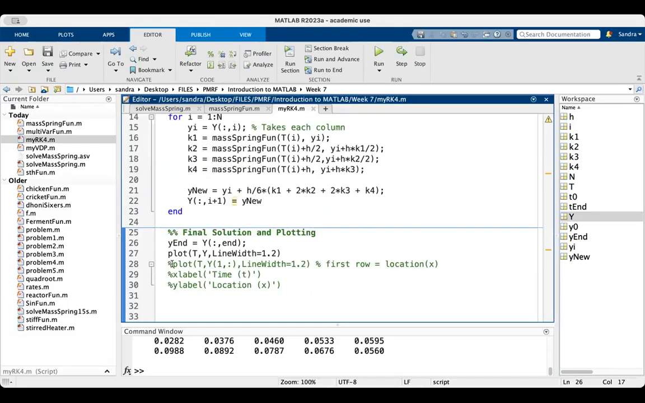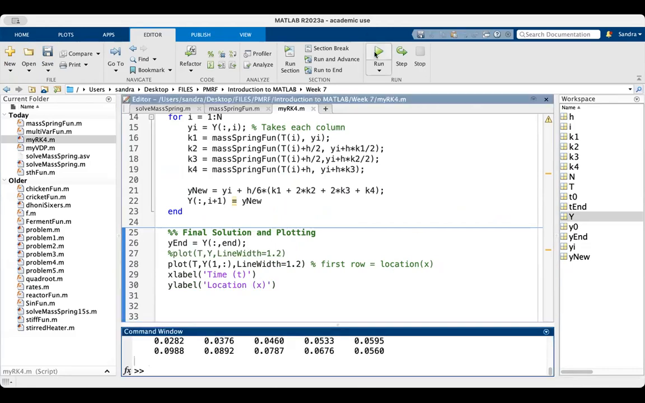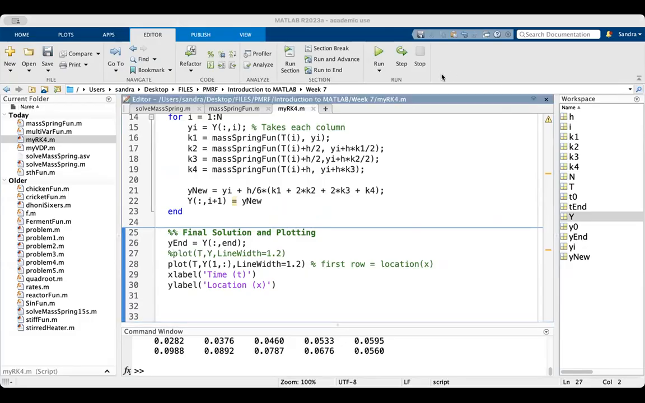Okay, now if you want to just plot one function, what do you do? You have to take t, the first column. If you just want the position, you take y, the first row, all the columns. So this will be just giving you the positions, okay, locations. I'll just uncomment this. Okay, this gives you the position alone.